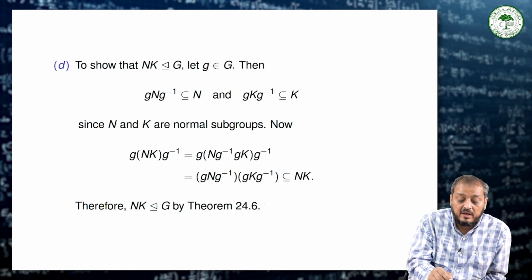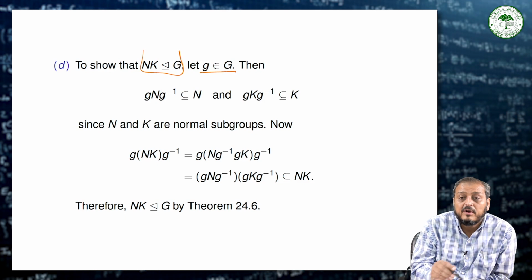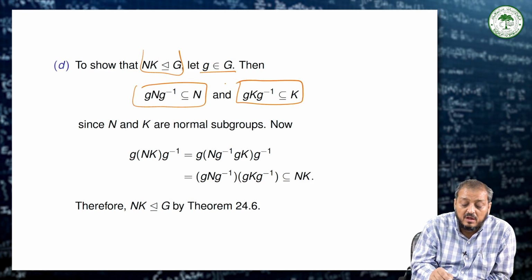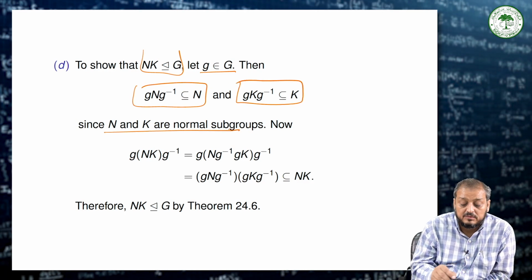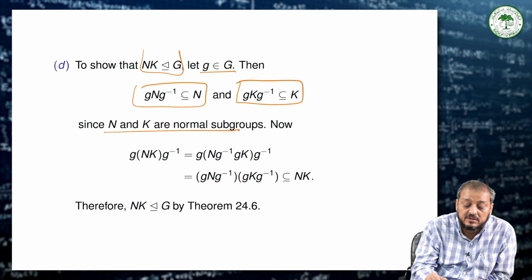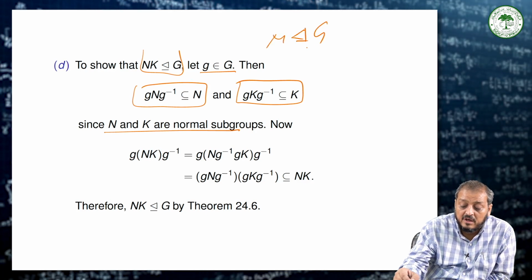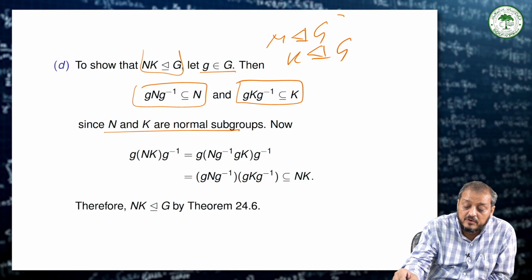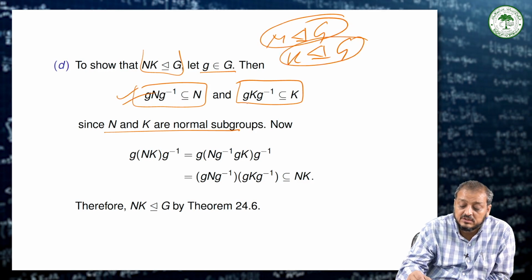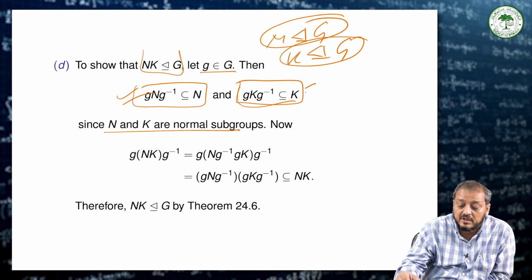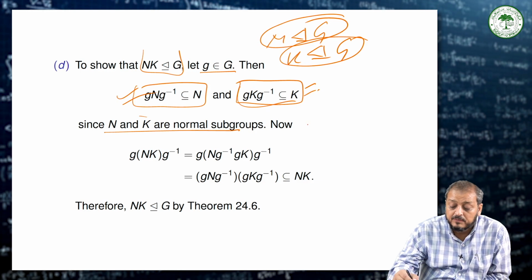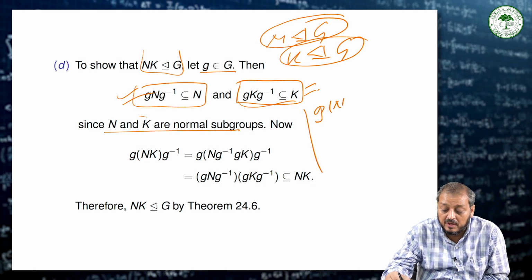Now to show that Nk is normal in G, let g be an element of G. Then g n g inverse is contained in N, and g k g inverse is contained in K, since N and K are normal. If N is normal in G, then g n g inverse satisfies this condition. If K is normal in G, then g k g inverse is contained in K. Again, these are the equivalent conditions.